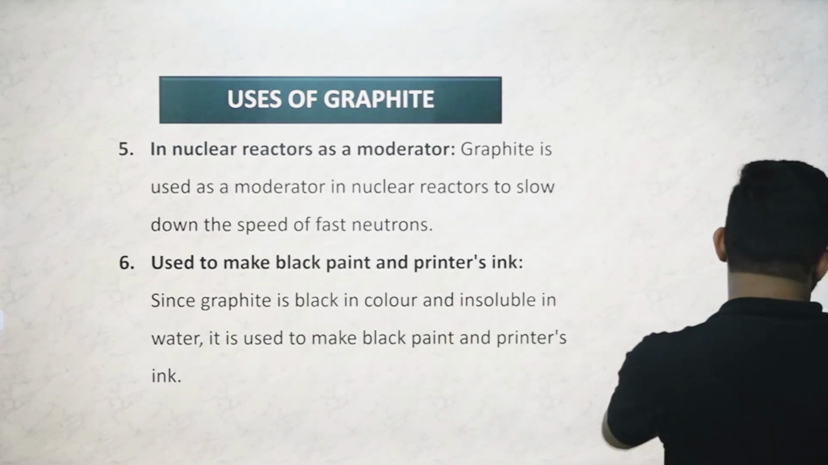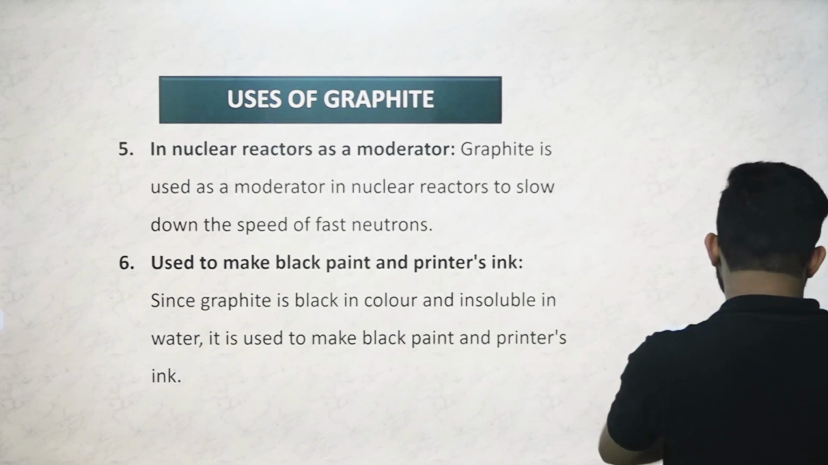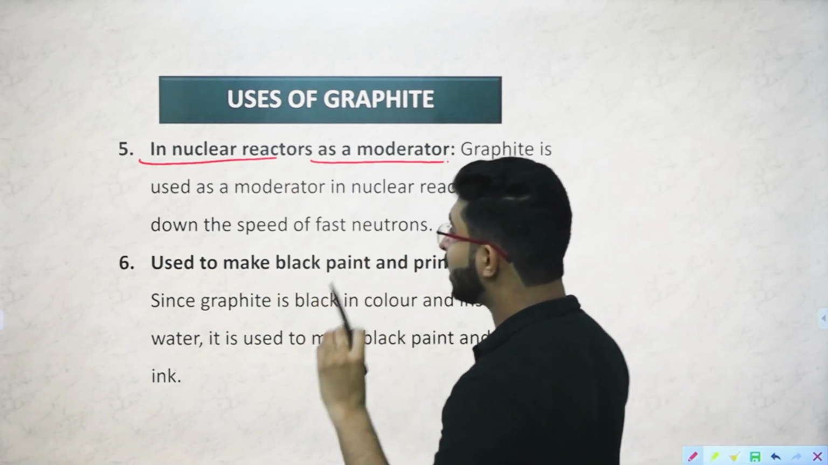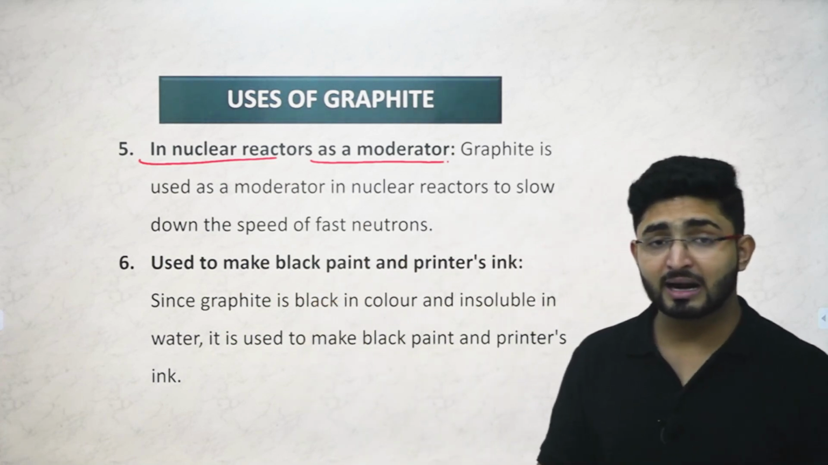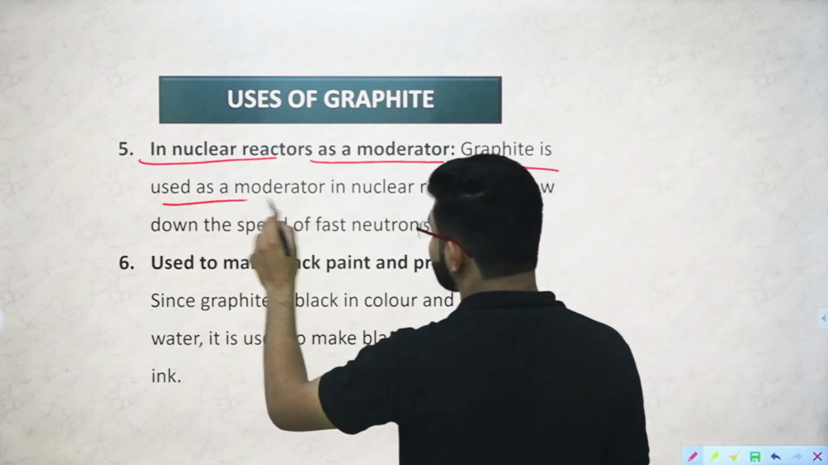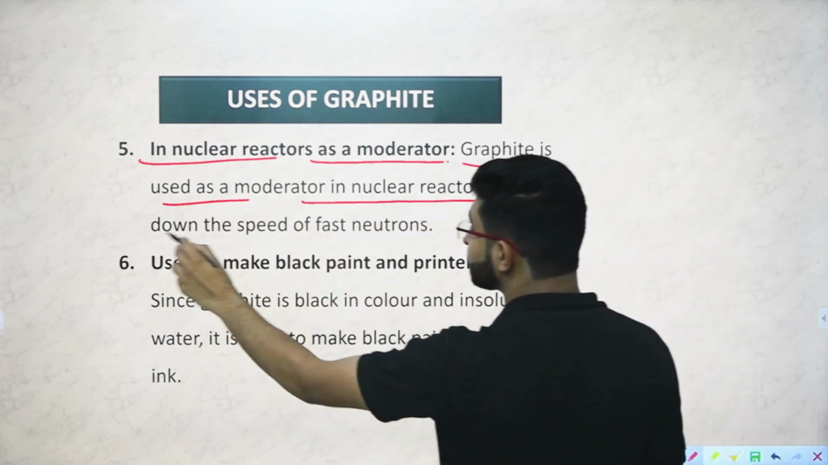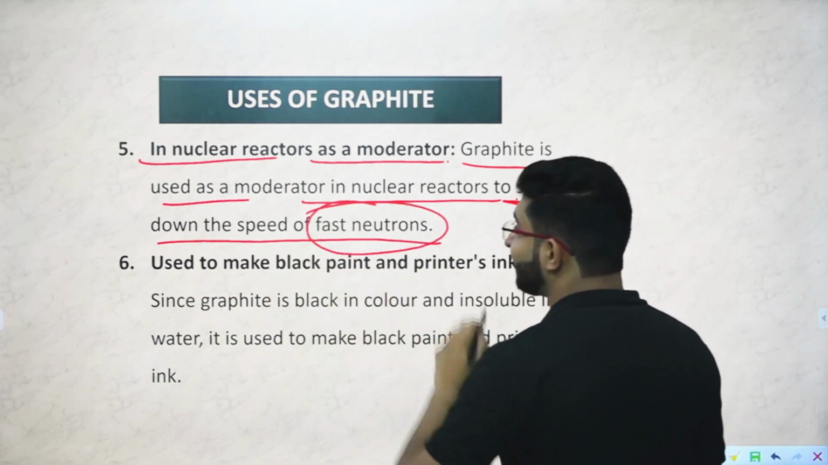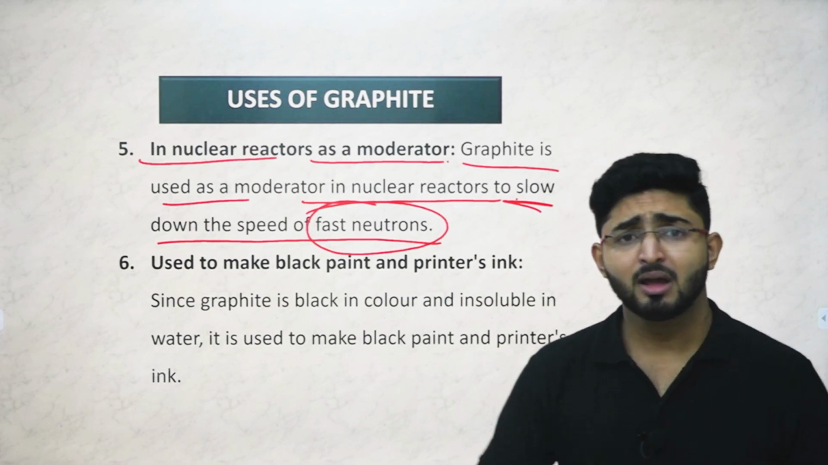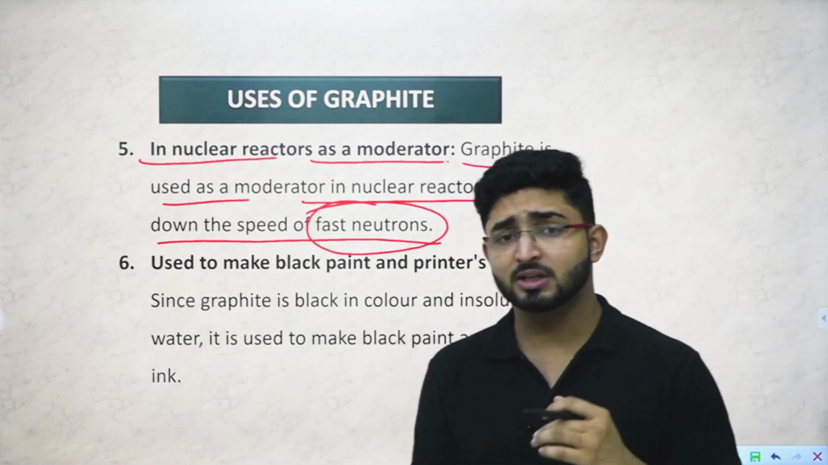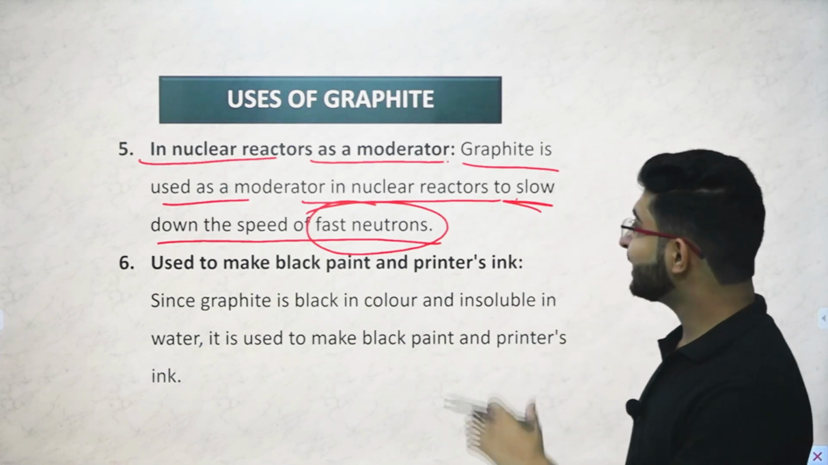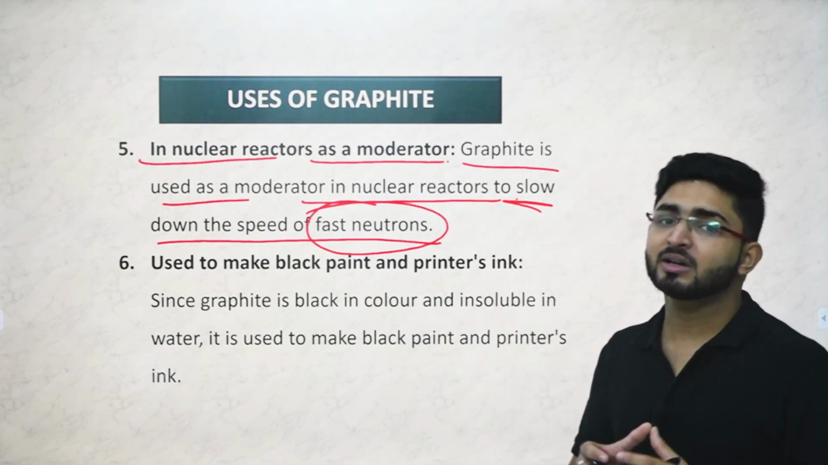So these are the other two uses of graphite. The fifth one is in nuclear reactors as a moderator. We also use graphite in nuclear reactors as a moderator. Graphite is used as a moderator in nuclear reactors to slow down the speed of fast neutrons. Why do we use the moderator? What is the use of a moderator in a nuclear reactor? Moderators are those substances which are used to slow down the reactions of neutrons, and that's why graphite is used as a moderator here.